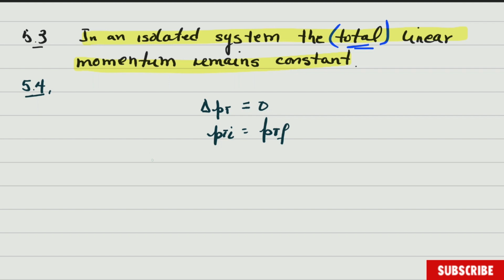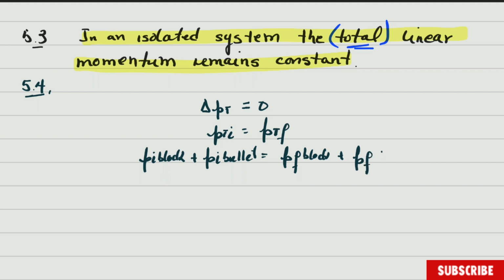So the total initial momentum will be the initial momentum of the block plus the initial momentum of the bullet, and is equal to the final momentum of the block plus the final momentum of the bullet. Okay, so this is what we have here.